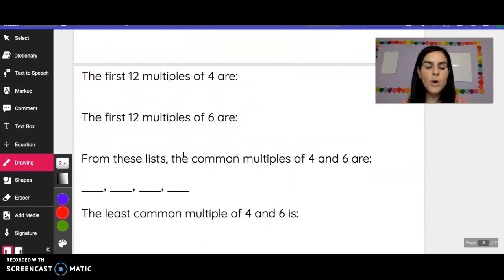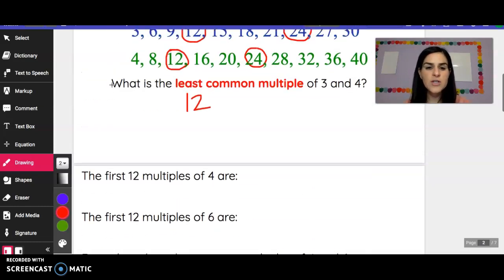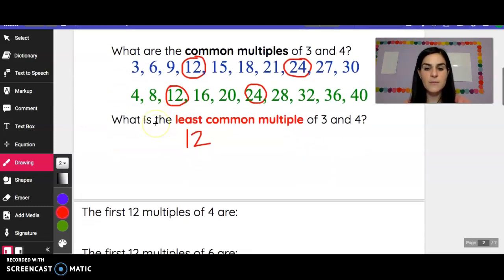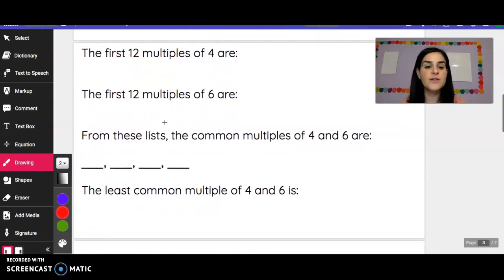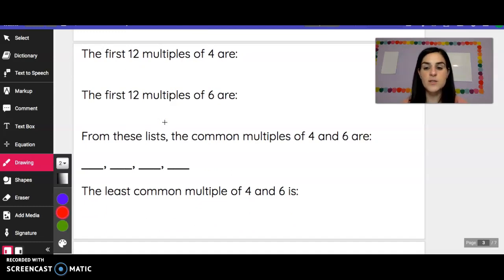Let's do 4 and 6. Can you pause the video? You've actually already found the first 10 multiples of 4. So maybe you can keep going. I want you to have the first 12 multiples of 4, and then I want you to find the first 12 multiples of 6. So pause the video and do that.